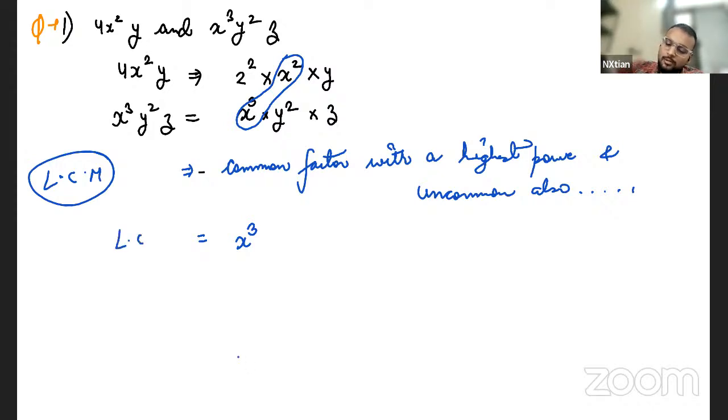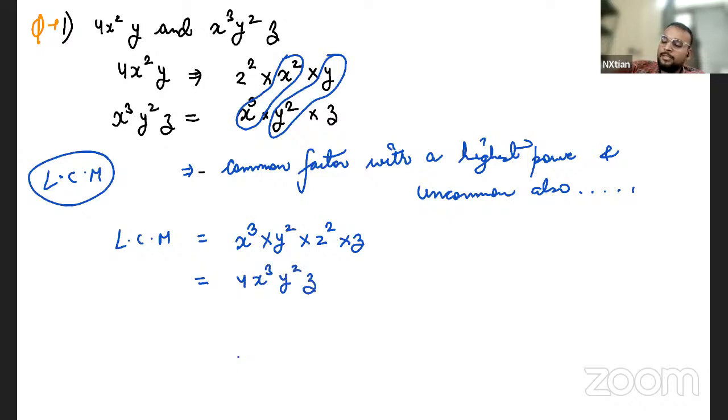Yes or no? Okay. Now the second common is this one. Now the highest power is y to the power of 2. So I will write y to the power of 2. Now the uncommon is 2 to the power of 2, so I will write 2 to the power of 2 also, and z also because z is uncommon. So it will become 4x cube y square z. This is the LCM.